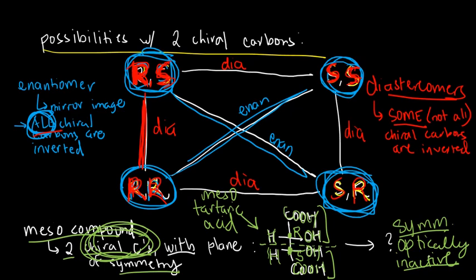But here is the end of the discussion on types of isomers. Hope you got something from this.